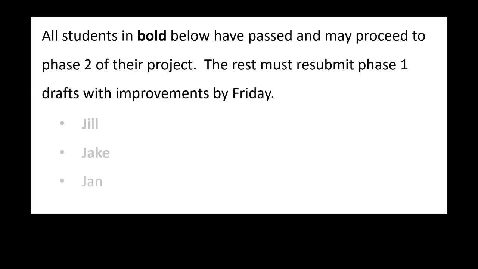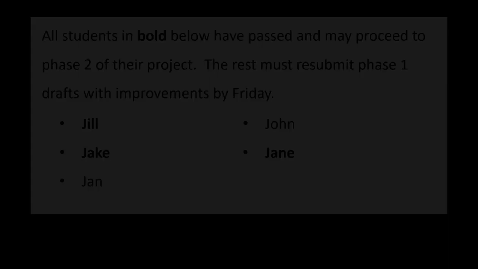For example, let's say you are communicating the following. All students in bold below have passed and may proceed to phase 2 of their project. The rest must resubmit phase 1 drafts with improvements by Friday. Jill, Jake, Jan, John, Jane. Screen readers can't see visual information like bold colors and highlight. Additional information is needed, so for those who passed in the previous list, the information could be in bold and include the text passed.